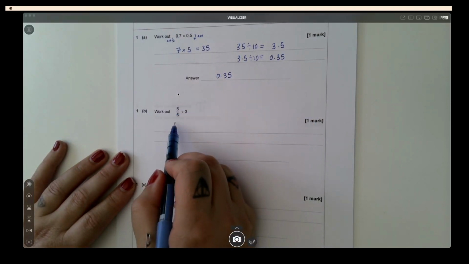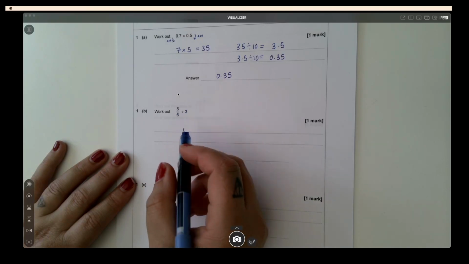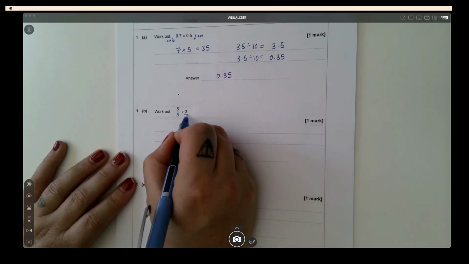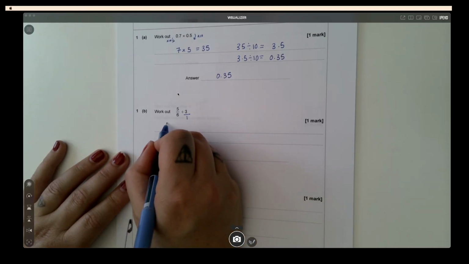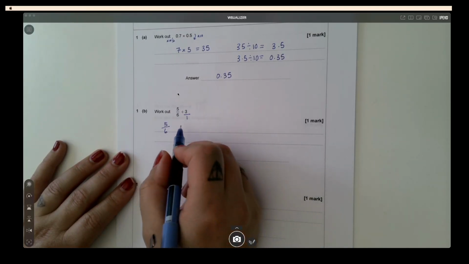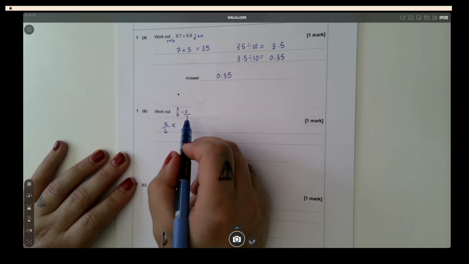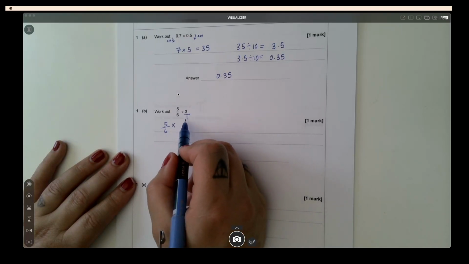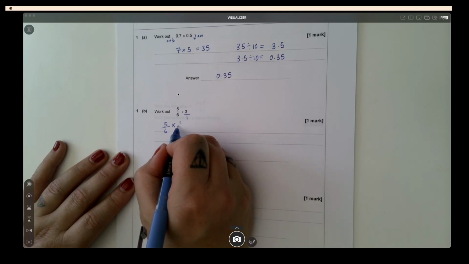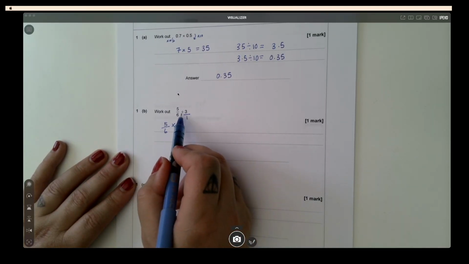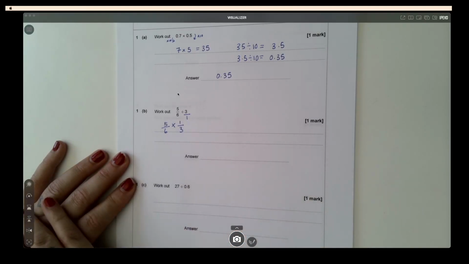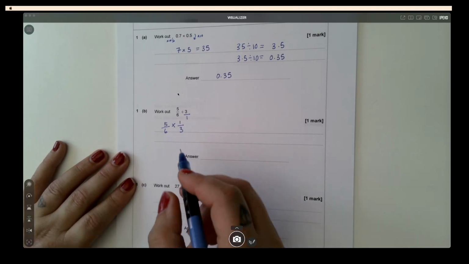1b, work out 5/6 divided by 3. So the first thing we need to remember here is 3 can be written as a fraction over 1. So we're going to keep the first fraction 5/6, but we want to change this to a multiplication. So instead of 3 over 1, we're going to write its reciprocal 1 over 3. Because its reciprocal is its inverse, and that means we can use the inverse operation to division, which is multiplication.